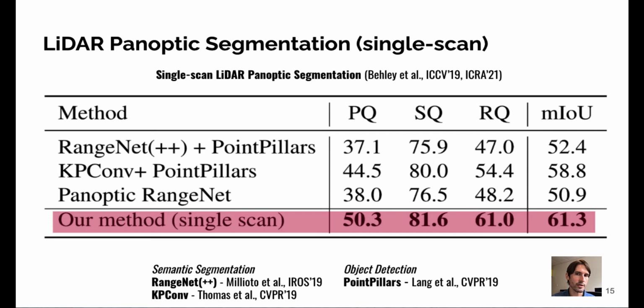Also worth mentioning here is that several baselines here use separate networks for semantic segmentation, object instance detection, and then fuse results in the post-processing step. And we do everything with a single network.